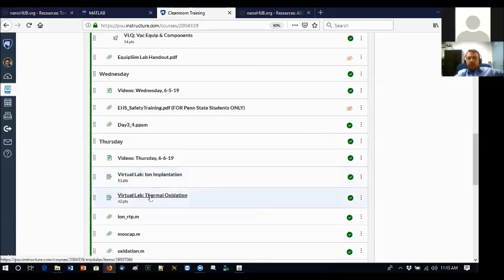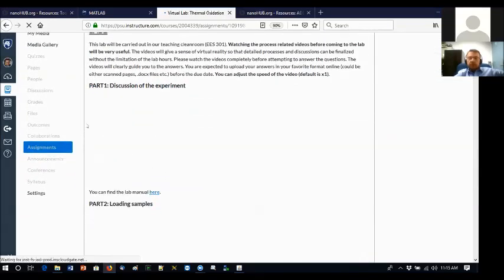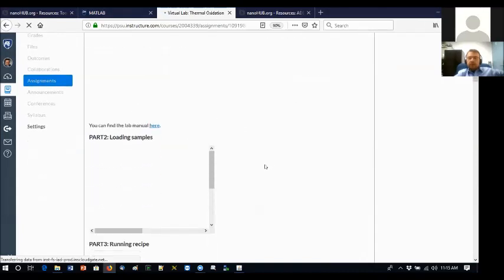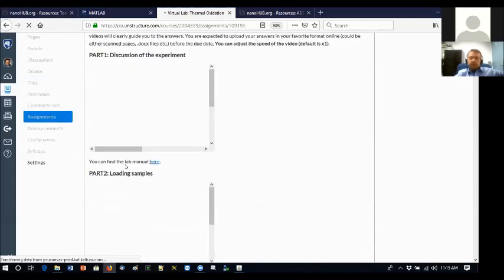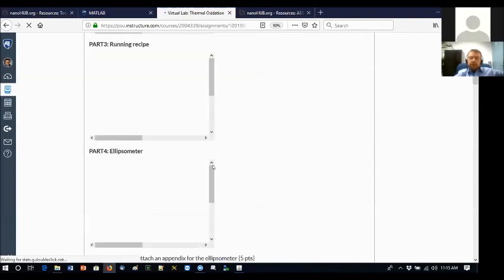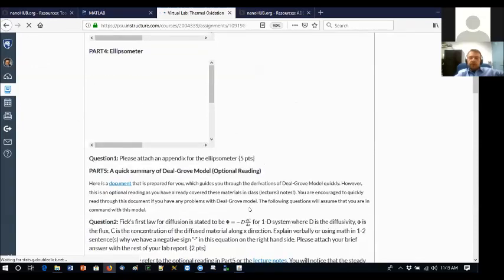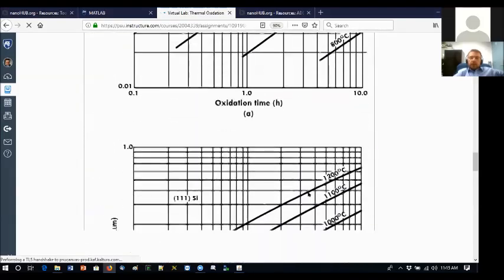I just put them there so you can go in like this and watch some videos showing you how we operate the oxidation furnace in our clean room here. This shows you step by step how we load the samples, how we run the recipes, how we use the ellipsometer. It's taking a while to load them, so I won't wait, but let's come down.